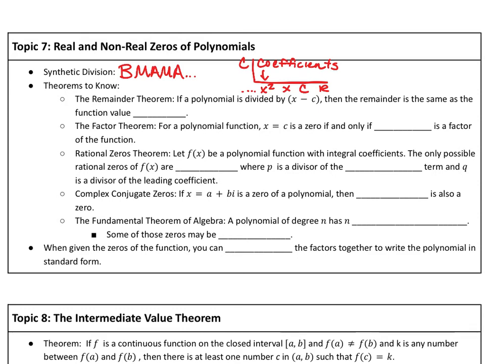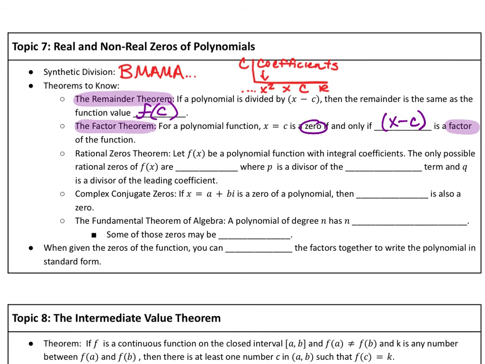A couple theorems to remember. The remainder theorem. It says that if a polynomial is divided by some factor, x minus c, then the remainder is the same as if we were to use f of c, meaning plug in that c value and see what the remainder is, because it should be what the value of the function is when you plug in c. Another theorem we need to remember is the factor theorem. It says for a polynomial function, x equal to c is a 0 of the function if and only if x minus c is a factor of the function. So this again relates our factors to our zeros. If I know a 0, I know a factor.